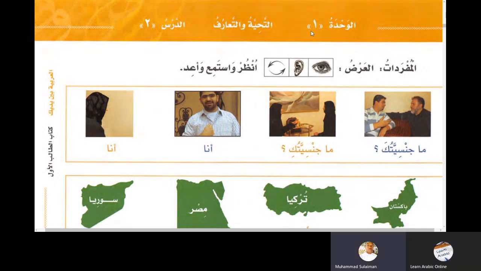Al-Wahdatul Awwal. Ula, for feminine word. Al-Wahdatul Ula. At-Tahiyyat. Wa-Ta'aruf.